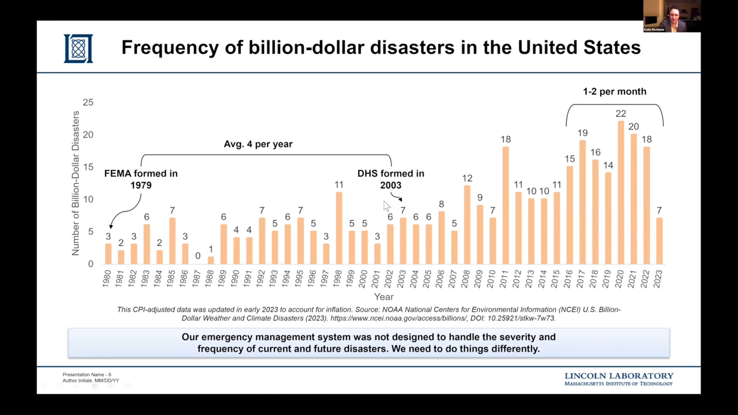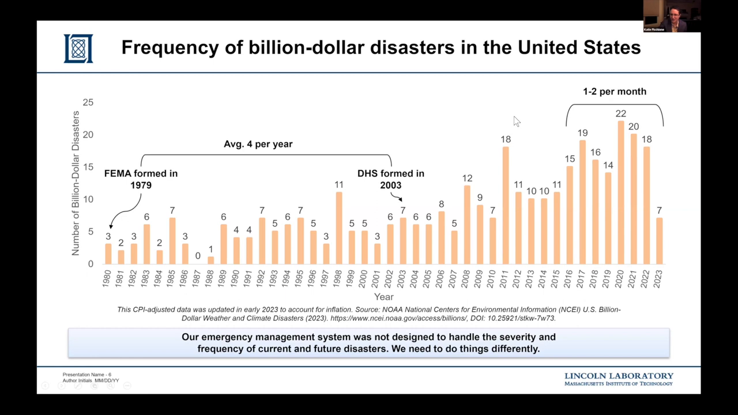And this formative period is really when we established a lot of the processes and programs that emergency managers use to respond to, recover from, and mitigate disasters and emergencies. And so what I see when I look at this data is that our systems really weren't designed for the frequency and severity of disasters we're experiencing today. And so we need to be doing things differently.